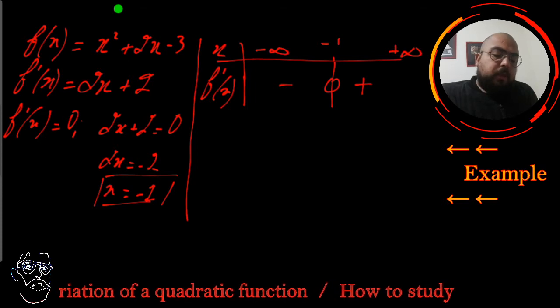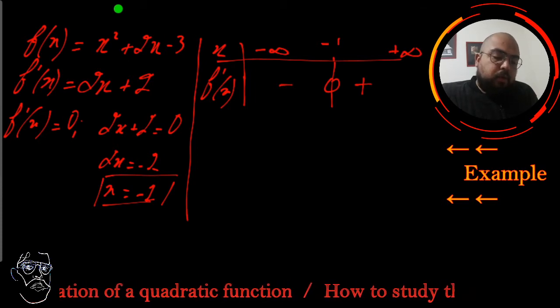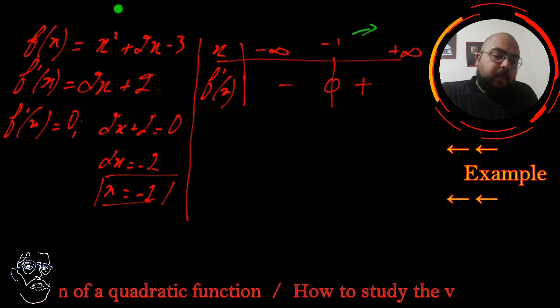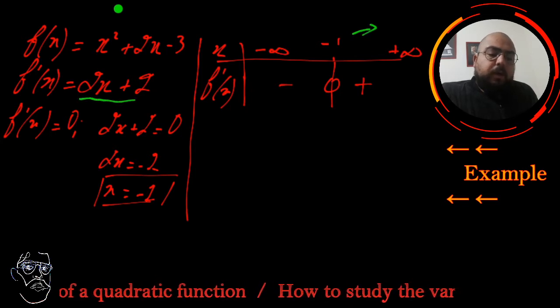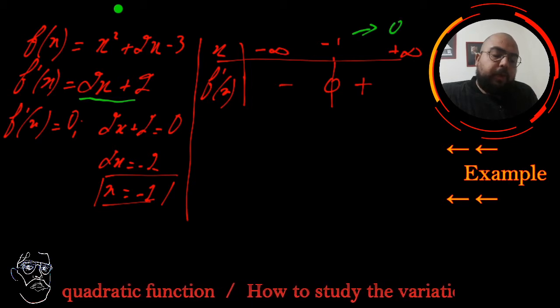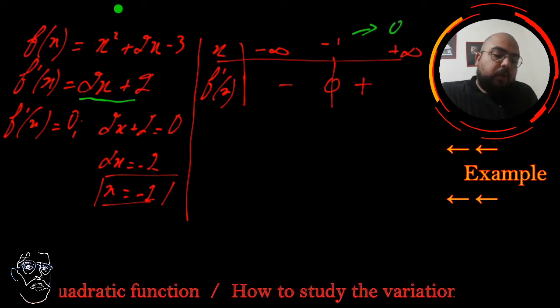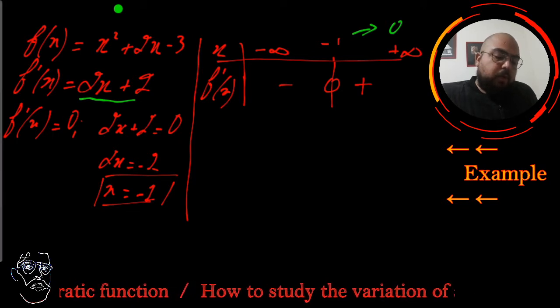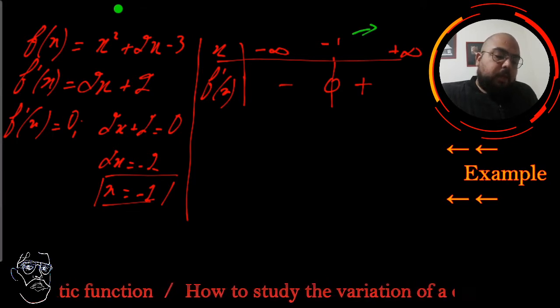Or you can simply choose any value of x greater than minus 1 and replace in f prime of x. For example, for x is equal to 0, which is greater than minus 1, you will have 2 times 0 plus 2, which is positive. Again, it's a positive value. You will have to put the sign plus.